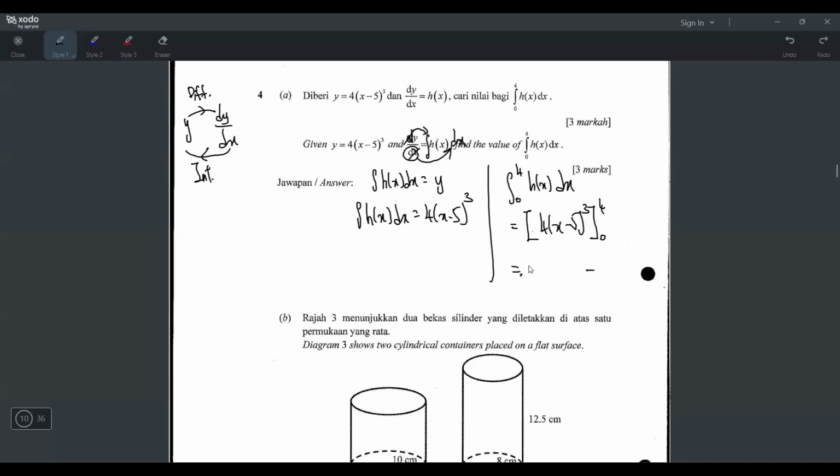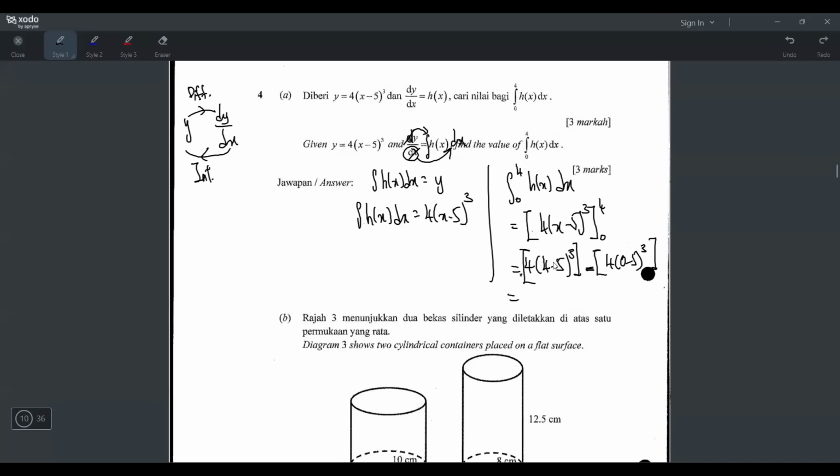Okay, let's sub 4 first. So when you sub 4, it becomes what? 4 bracket 4 minus 5 power 3. This is what happens when you sub 4 inside. And then when you sub 0 inside, it becomes 4 bracket 0 minus 5 power 3. Okay, and then in the middle here we have to minus.